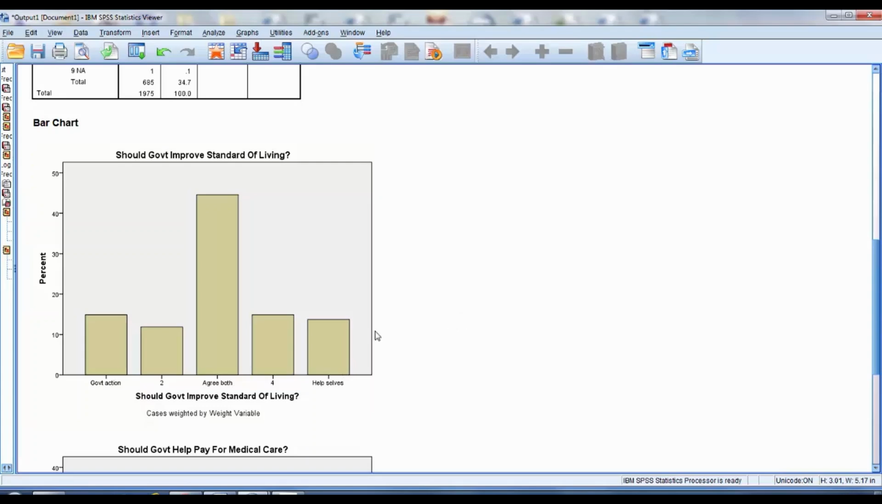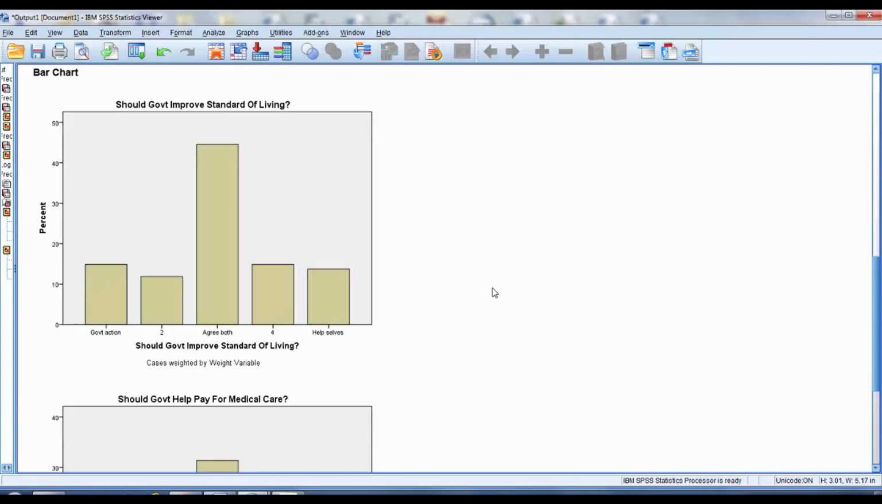This variable, as you can tell, has a very prominent central tendency. The middle of the road, agree with both position. You can tell this is the modal value. It's the most common response. And we'll see in a minute, it's also the median value.